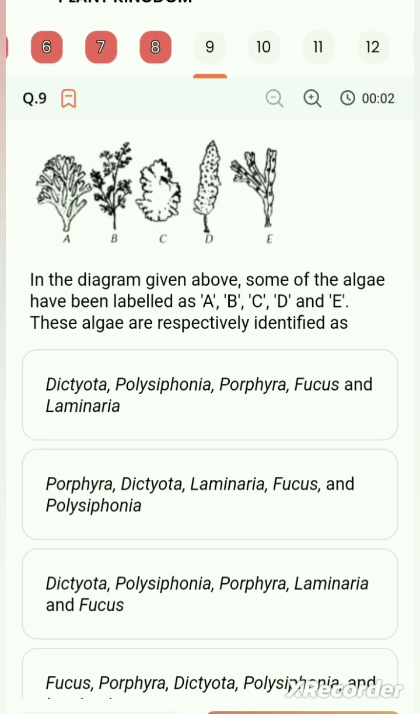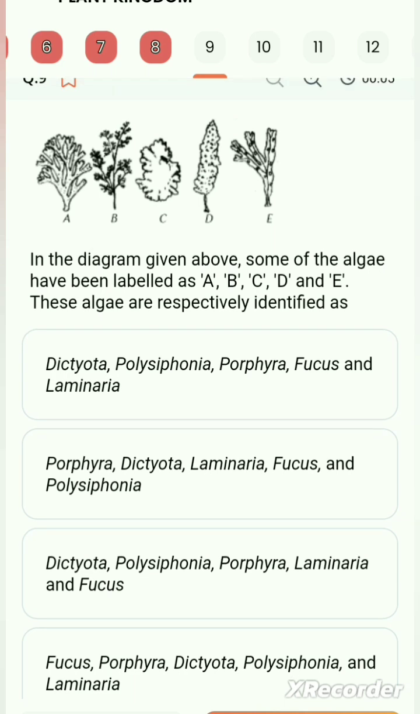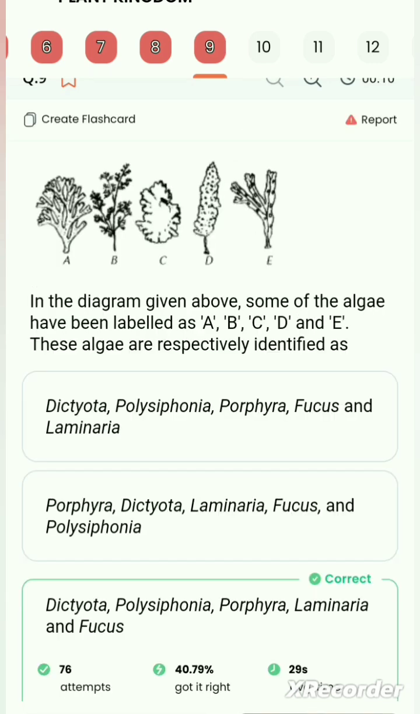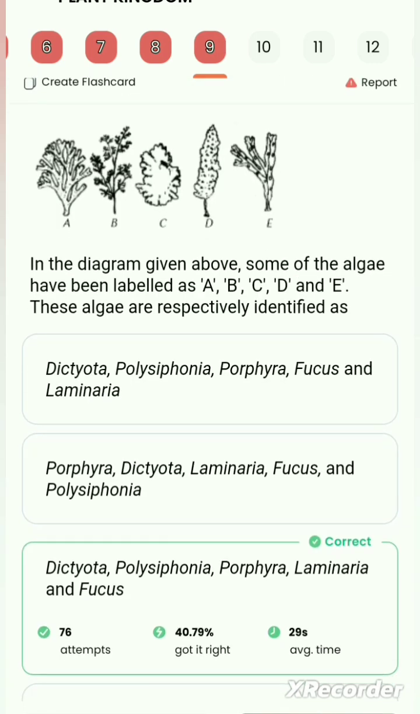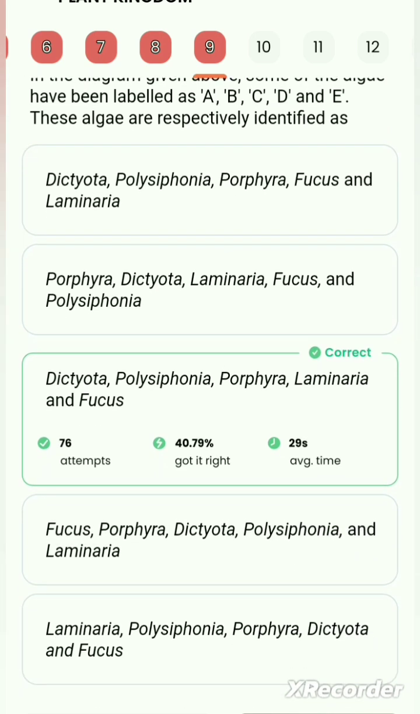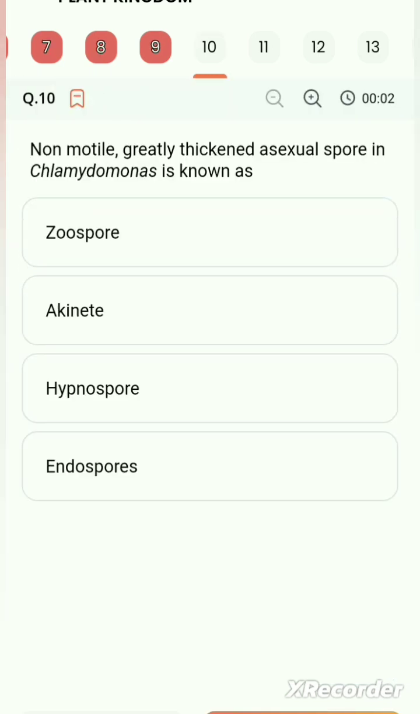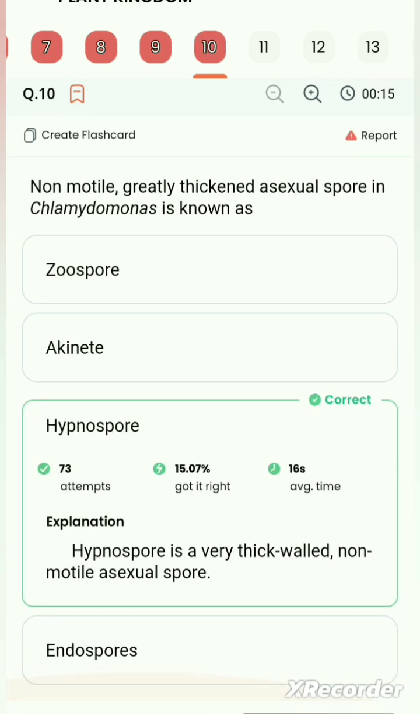Next one. There are some pictures given here, the diagrams A, B, C, D, E, and you need to identify what each is. First one is Dictyota, next one Polysiphonia, C is Porphyra, D is Laminaria, and the last one is Fucus. 10th question, the non-motile, greatly thickened asexual spore in Chlamydomonas is known as hypnospore.